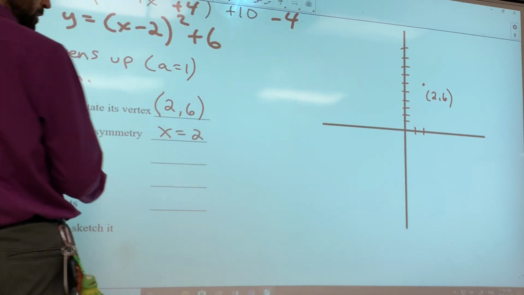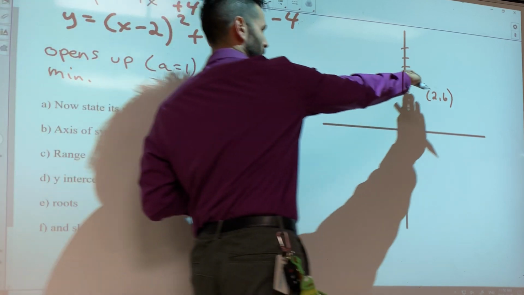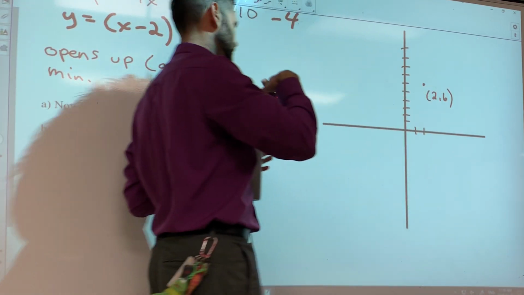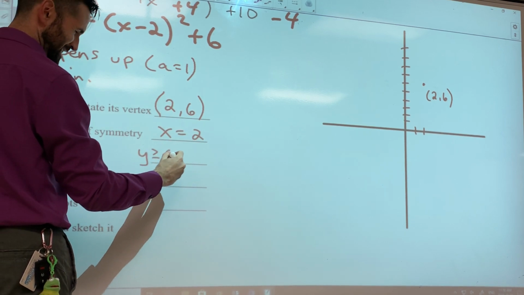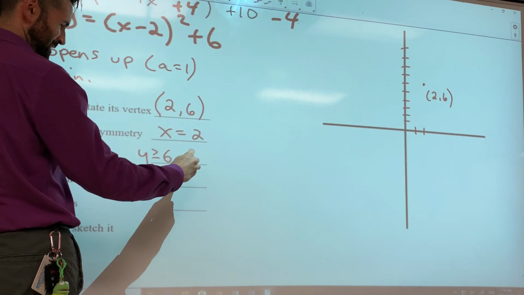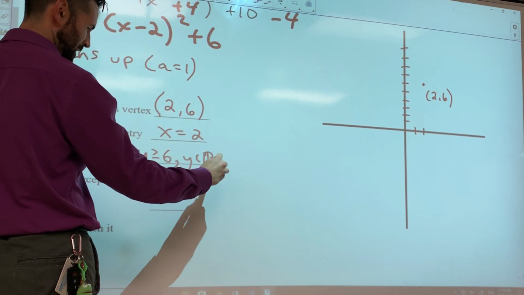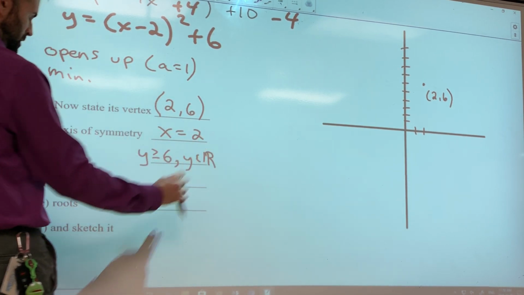So for the range, can we do the range right now? We can, if we know the vertex and we know if it's opening up or down. So remember, if it's opening up, this will be the lowest y value you'll ever have. So you want to say y is greater than or equal to 6. And then if you can remember y is an element of the reals, that would be good. But I'll still mark you correct if you just wrote y greater than or equal to 6.